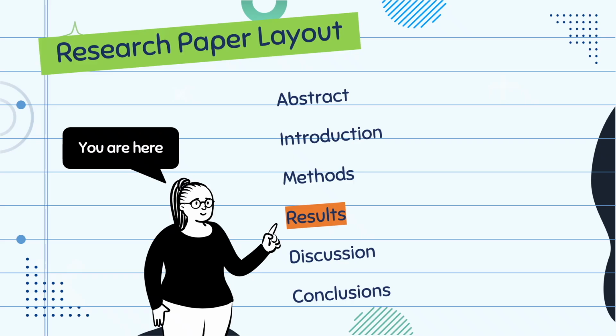Getting the research paper layout right is sometimes a little bit tricky, and figuring out what goes where. So let's talk about that. The general layout for a research article will be the abstract, introduction, methods, results, discussion, and conclusions. For the purposes of this PowerPoint, you are here at results.